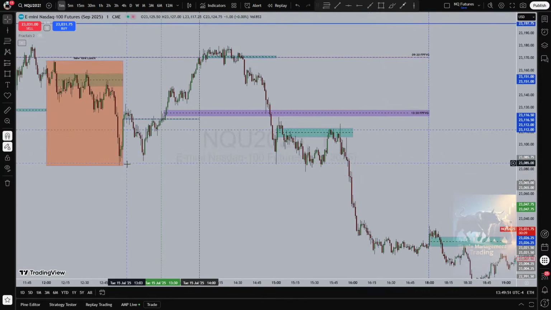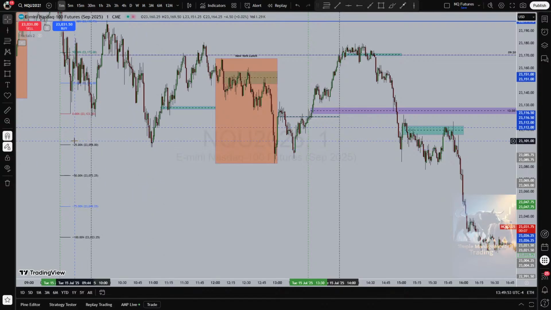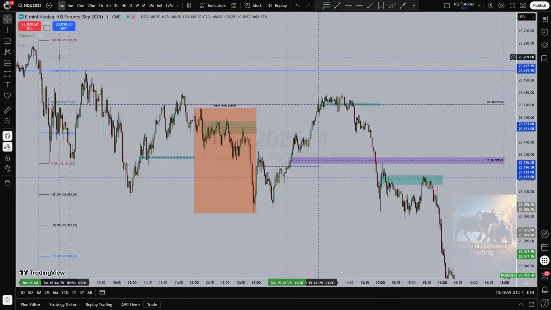So now you know where the retracements happen. Look at the retracements. Study the rest of the days. Do this, okay?